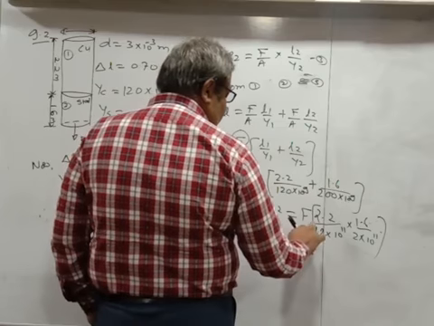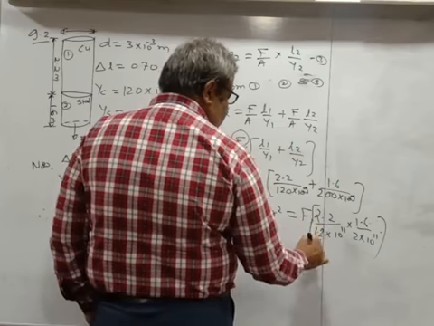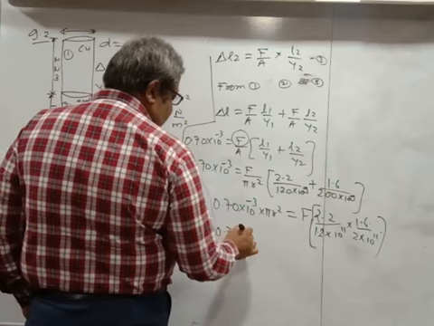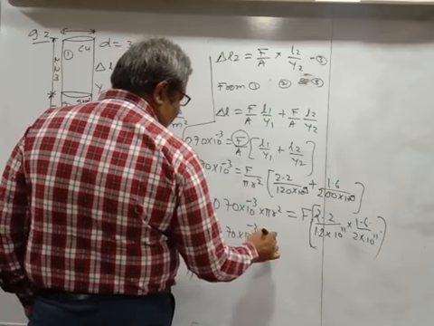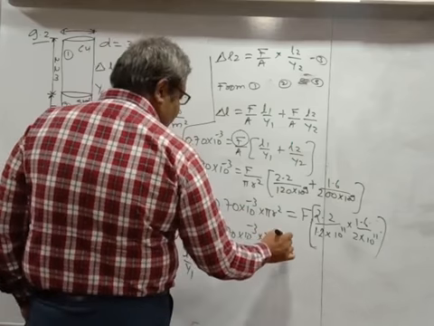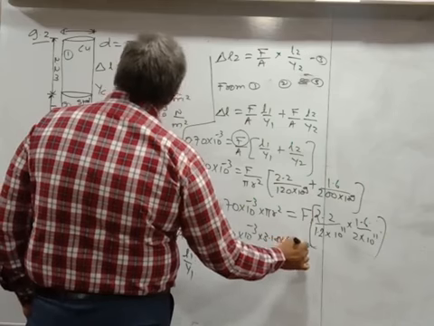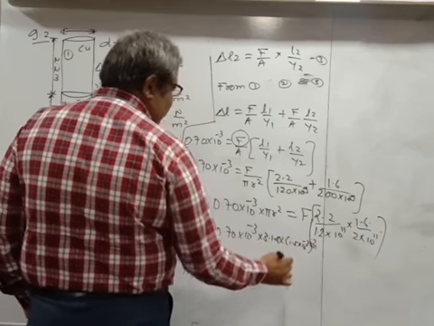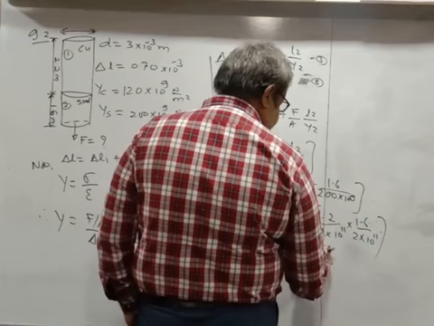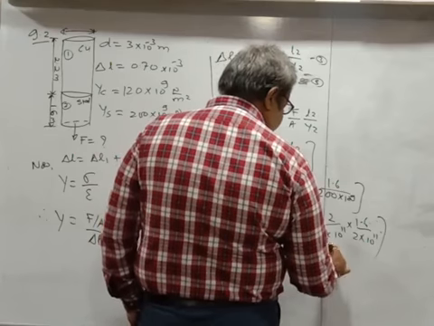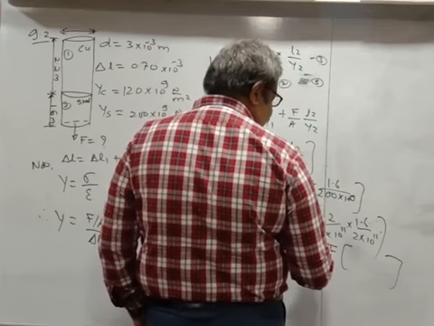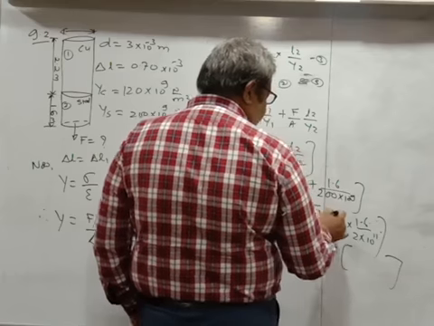Okay, so further calculation will give us 0.70 into 10 raised to minus 3 into 3.14 into r, which is 1.5 into 10 raised to minus 3, whole square, into F, and you will have to do the simplification of this. What you will have to do? Divide 2.2 by 1.2.